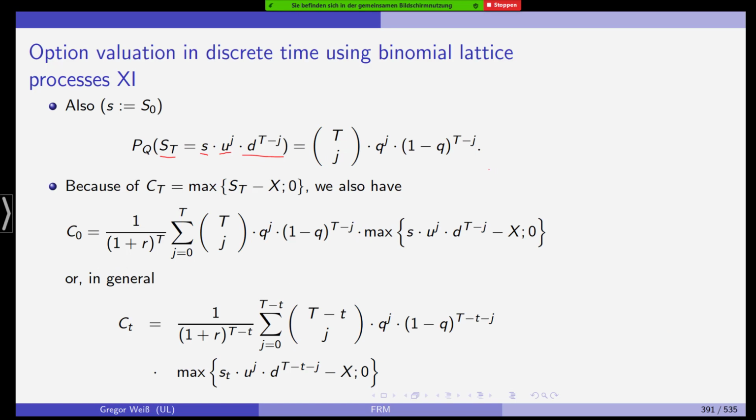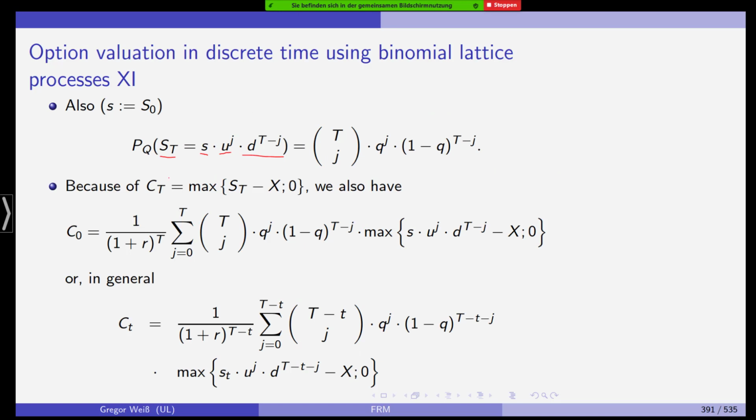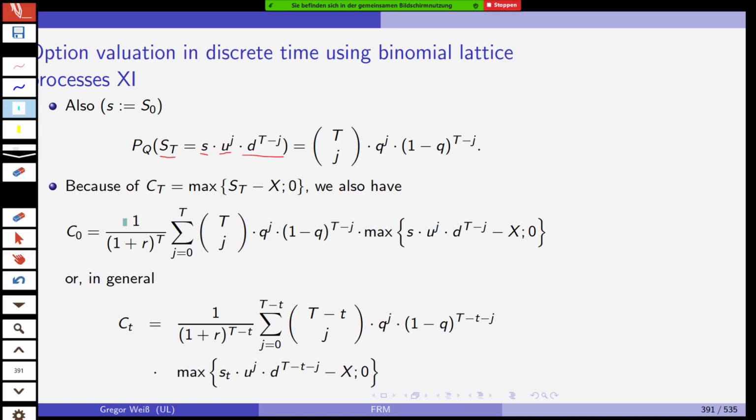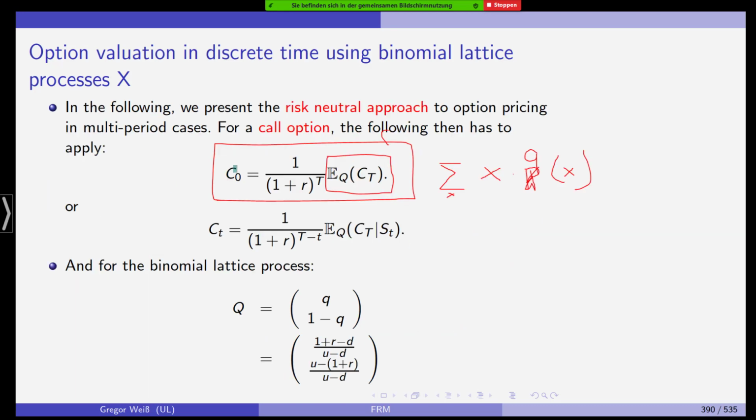The payout at the end, Ct, is given by the maximum of ST minus X or 0. So, if we are interested in the risk-neutral price, C0, we need to take these probabilities times the payout Ct and discount it over capital T periods. So that's the discount factor.